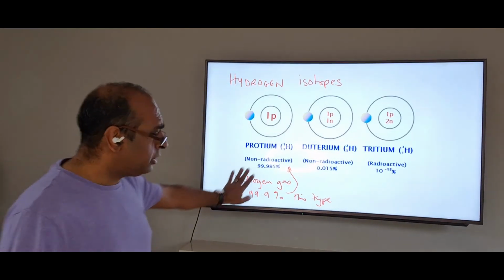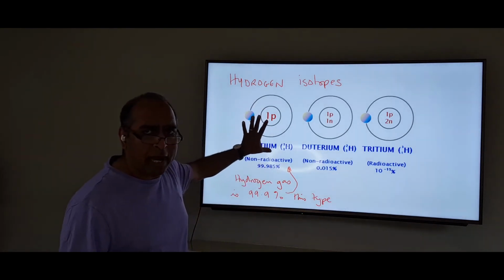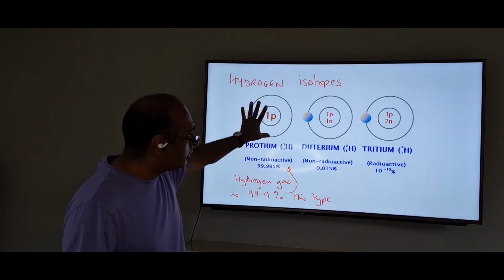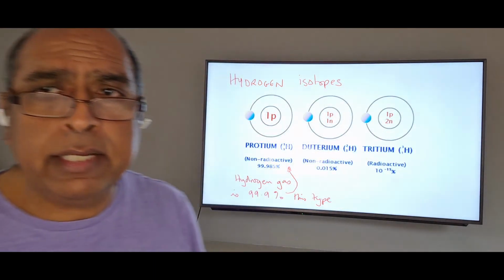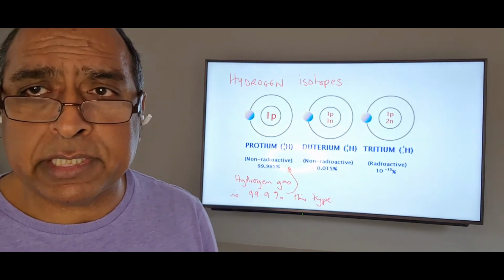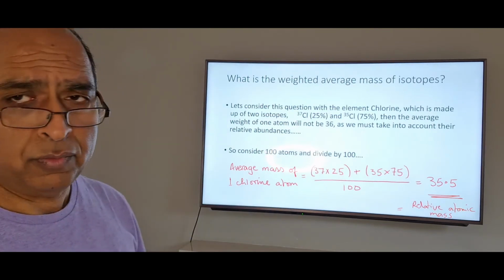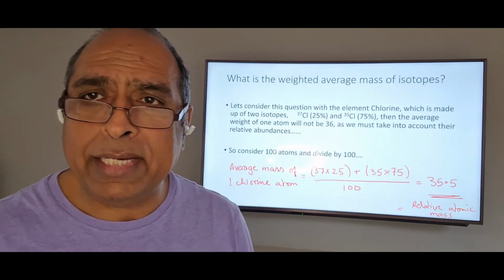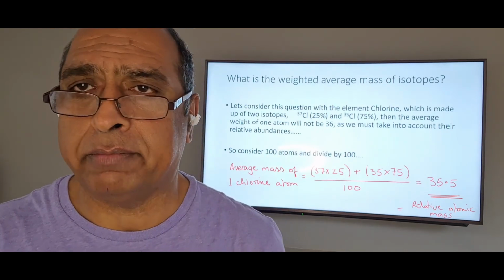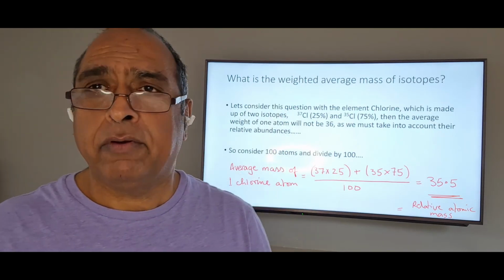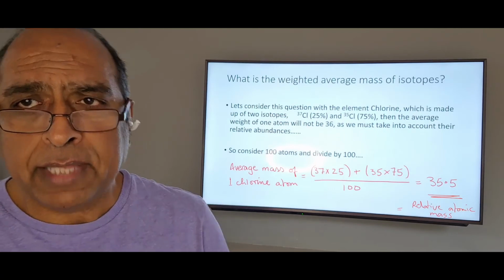But you can see this is such a big percentage that most of the hydrogen in our world is of this type. Tiny amounts of deuterium and tritium exist in our world. So, if the atoms weigh different amounts, what's the average weight of one atom of an element? That's what relative atomic mass is going to take us on a journey to answer.